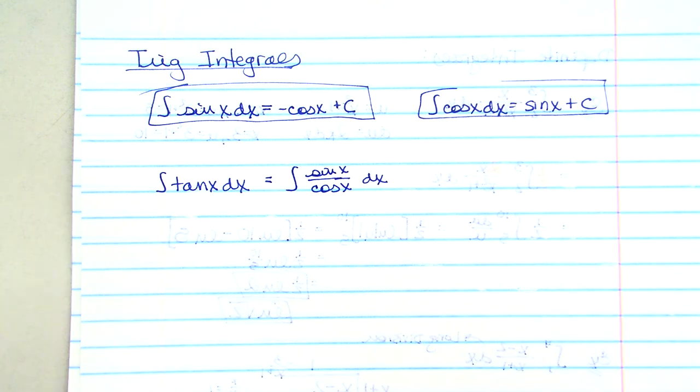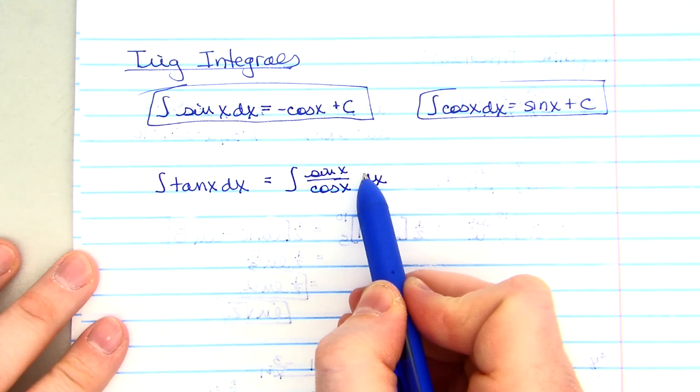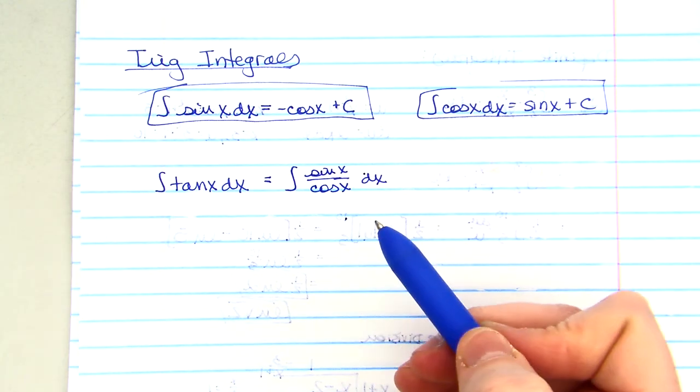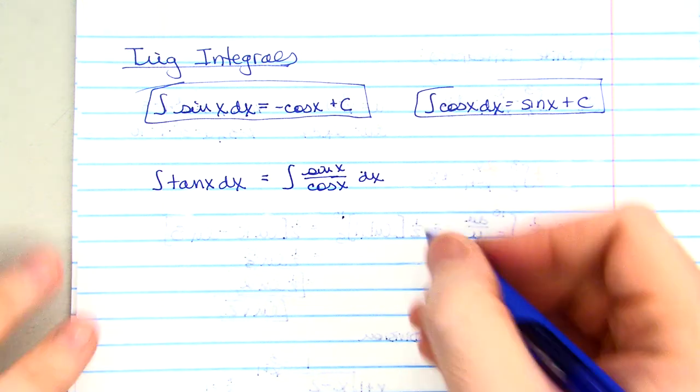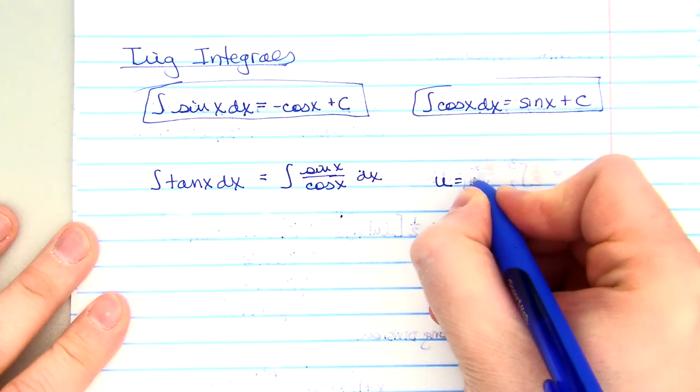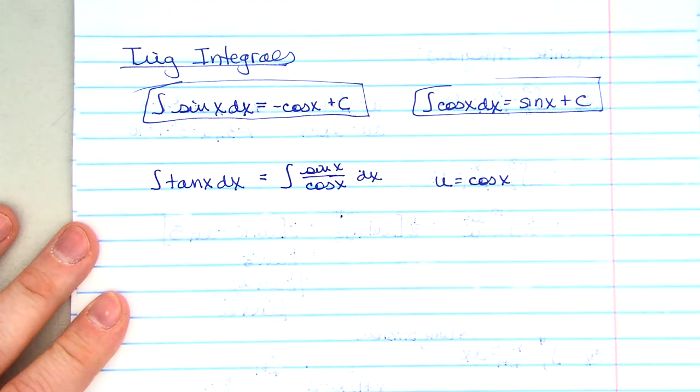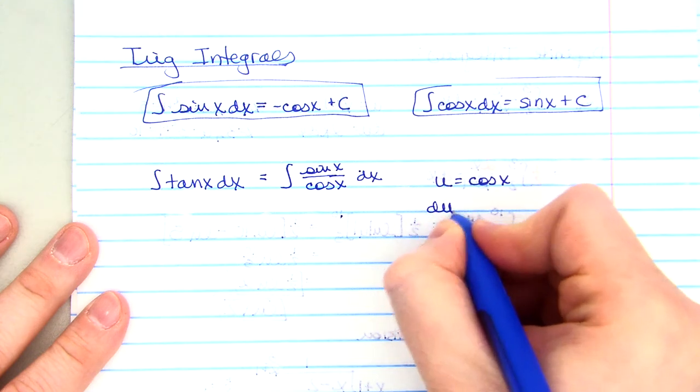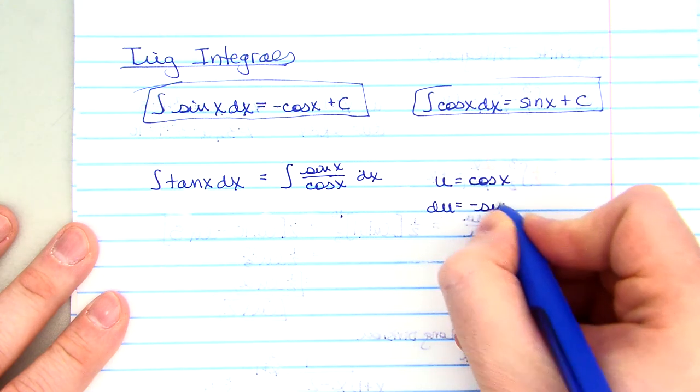U substitution. And what is u? If we made u sine x, du would be cosine x, but we can't have a du in the denominator. So u has got to be cosine x. Which makes du negative sine x dx.